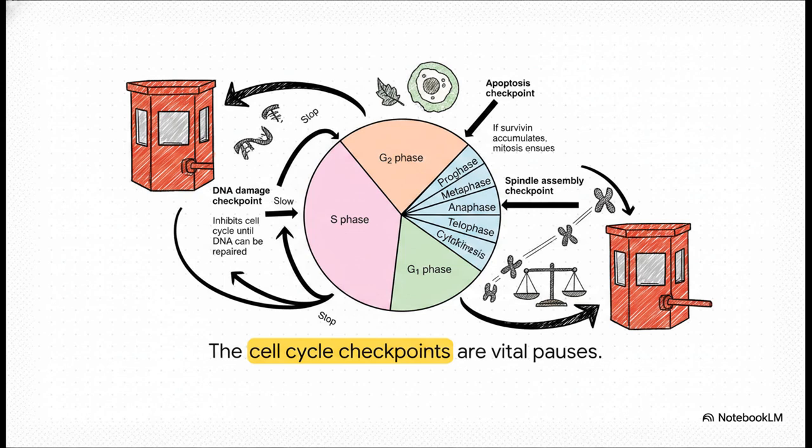Take the DNA damage checkpoint. It actively slams the brakes on the cycle until any faulty DNA is fixed. Or, over at mitosis, you've got the spindle assembly checkpoint asking, hey, is the spindle fully built? Are the chromosomes aligned properly? These vital pauses are exactly what prevent faulty DNA from snowballing into unregulated growth.